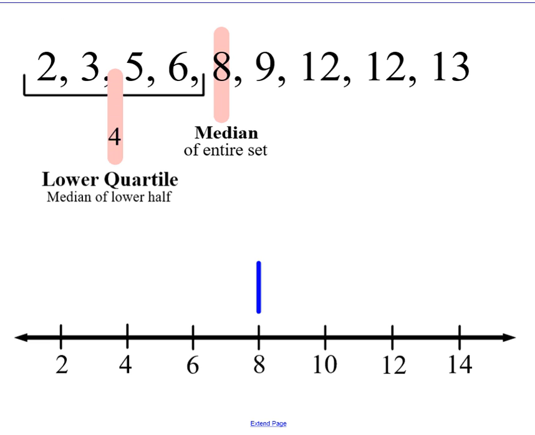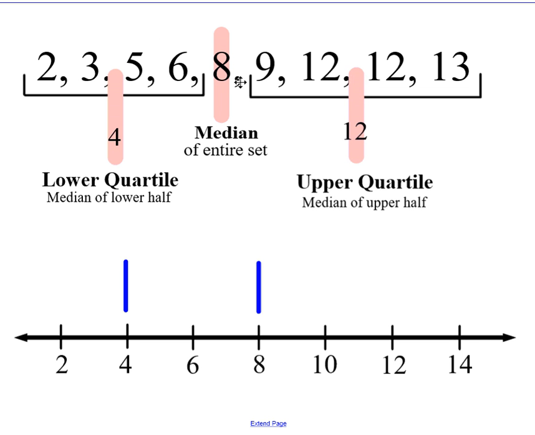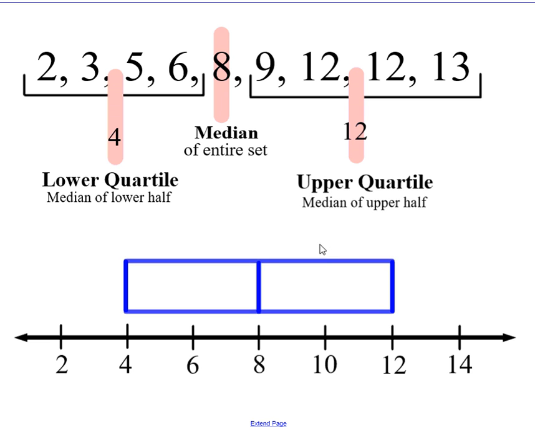All right, and from there, I'm going to draw yet another line. You can see the box starting to form. All right, next up, you got to find the median in the upper half, in this case 9 through 13. Again, my middle numbers are both 12, so my upper quartile, or the median of the upper half, is going to be 12. And you guessed it, we got to draw another line. Okay? From here, you will actually construct the box of the box and whisker plot.